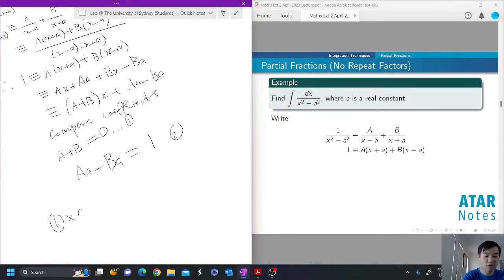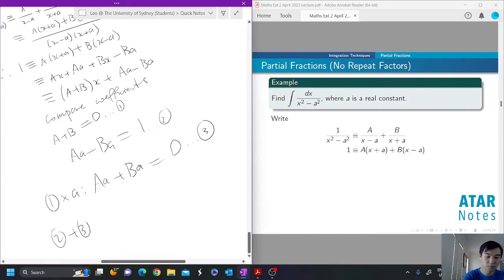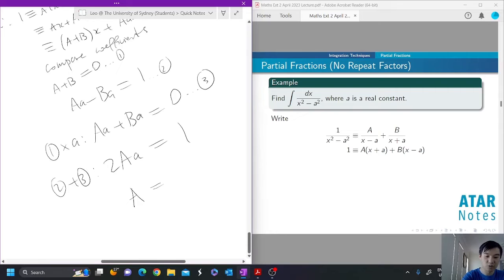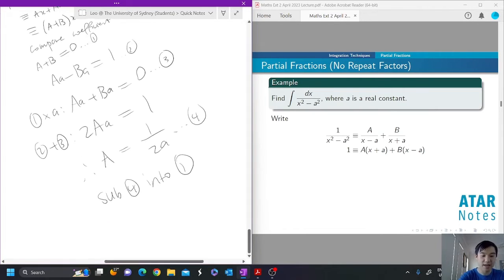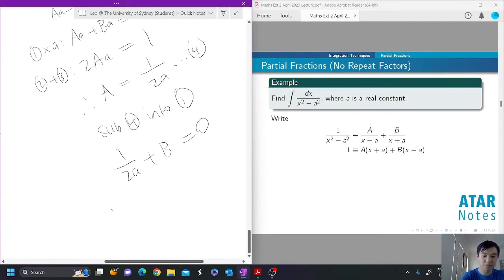So for equation 1, I can multiply that by a, so I get aa plus ba is equal to 0. So now I can just add these two equations together. So I can say 2aa is equal to 1. So therefore, a must be equal to 1 over 2a. And therefore, I can plug this back into equation 1. So I can say that 1 over 2a plus b is equal to 0. So therefore, b is equal to negative 1 over 2a.